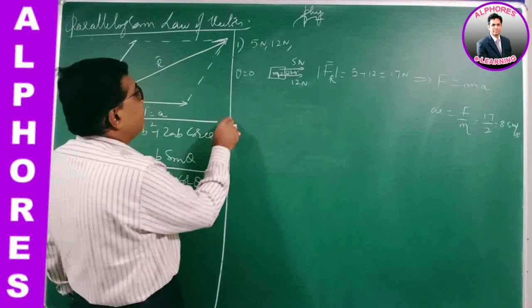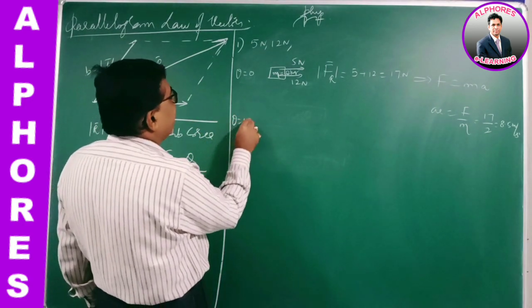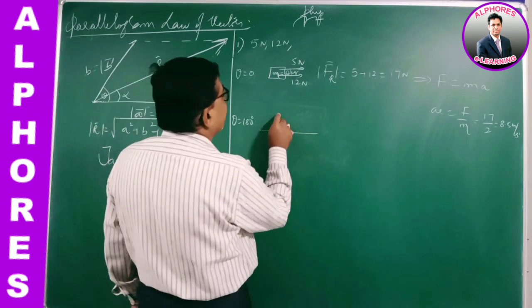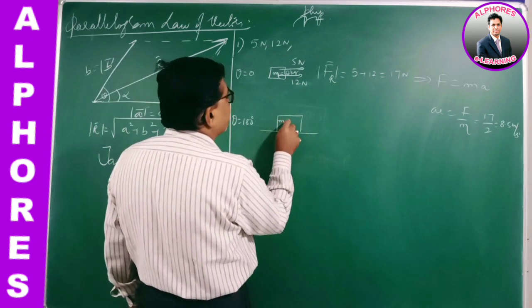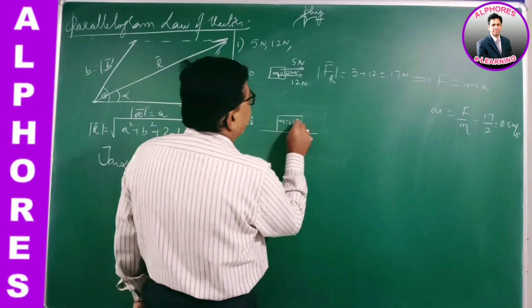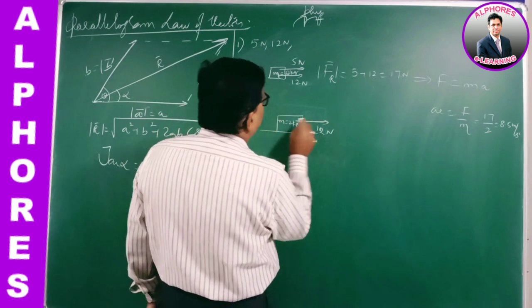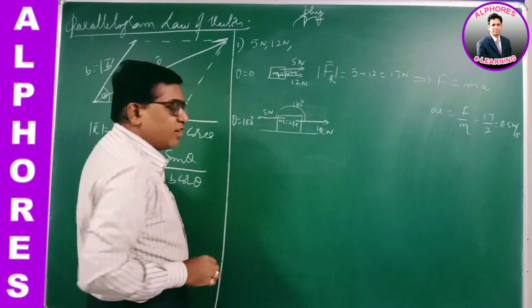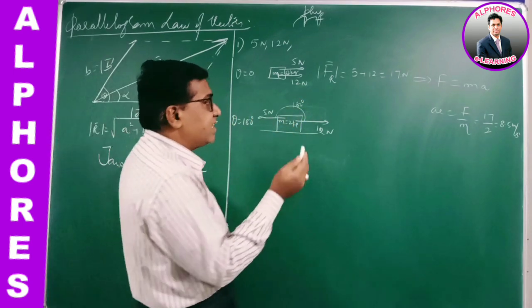Same thing. If the vectors are at 180 degrees, if they are acting in opposite directions, then what is the resultant on the same body of mass 2 kg? 12 Newton is acting like this, suppose, and 5 Newton is acting in this direction, the angle is 180 degrees. They are in opposite directions. What is the acceleration, suppose?